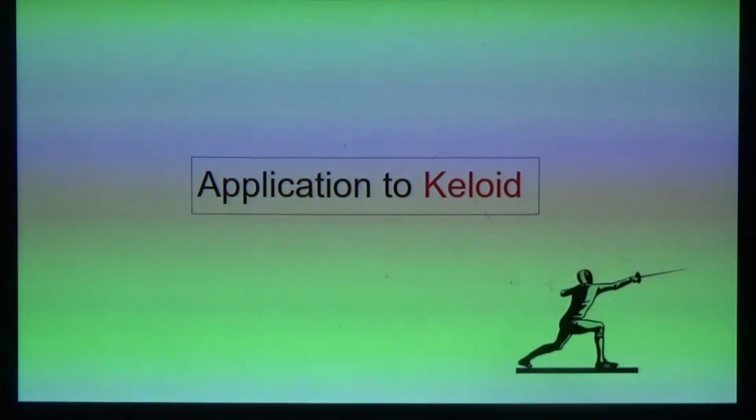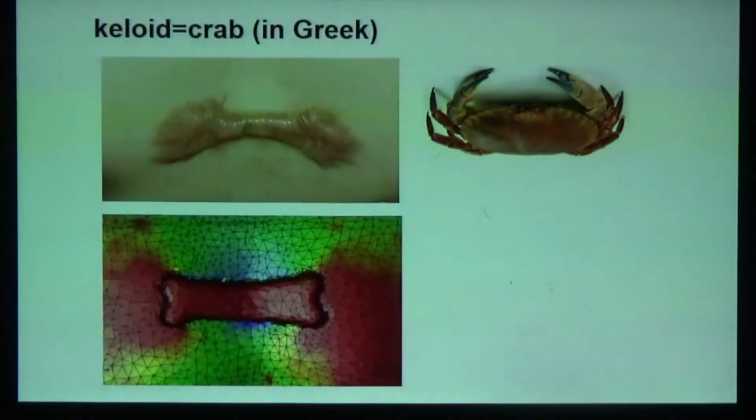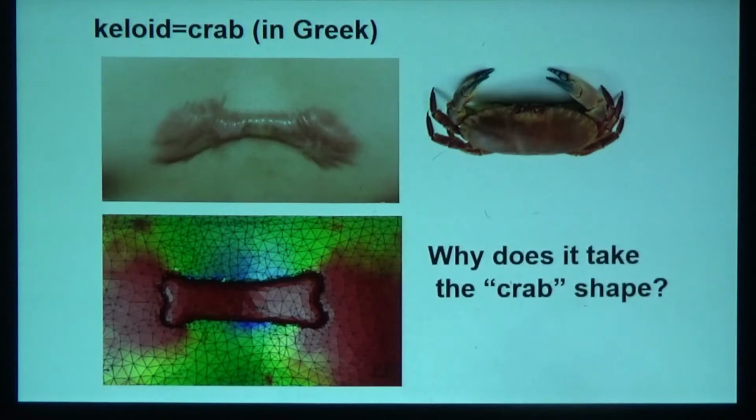Let's move on to a completely different field, keloids. The word keloid originates from a Greek word meaning crab. It is called so because of a similarity to the shape of the crab. In particular, keloids on the chest tend to present the typical crab-like shape. Although the morphological similarity of keloids to the crab is very well known, nobody has ever succeeded in explaining why it takes the crab shape. Perhaps structural analysis can come to the rescue.